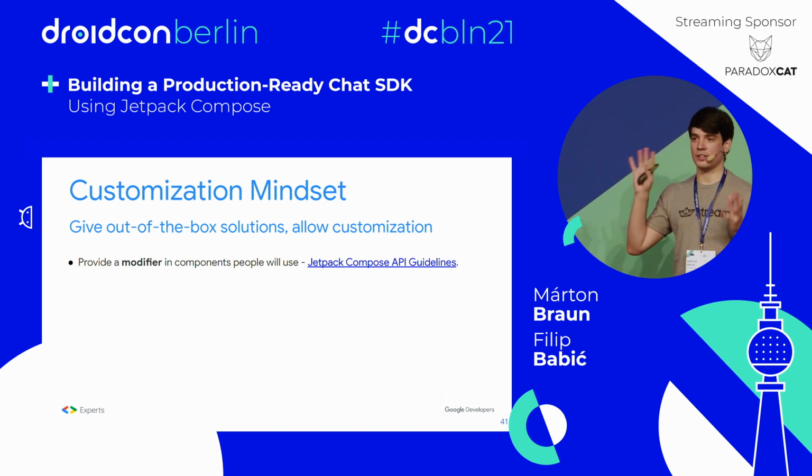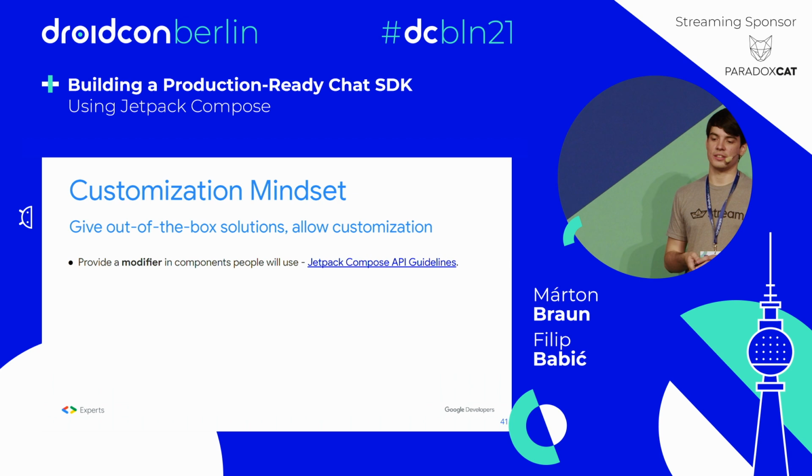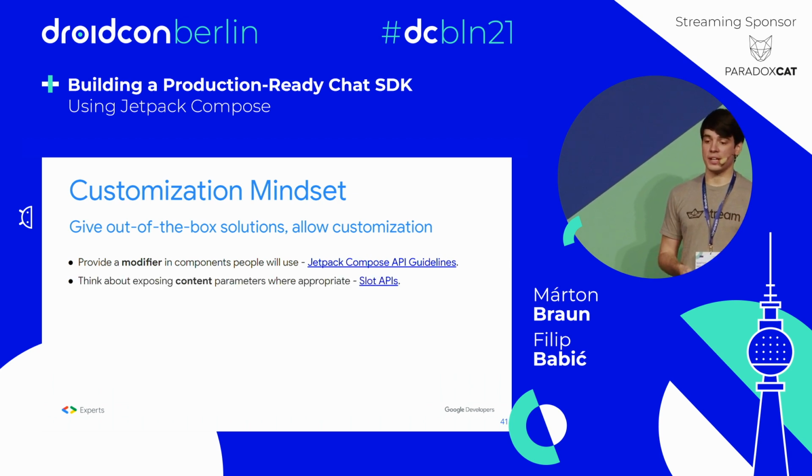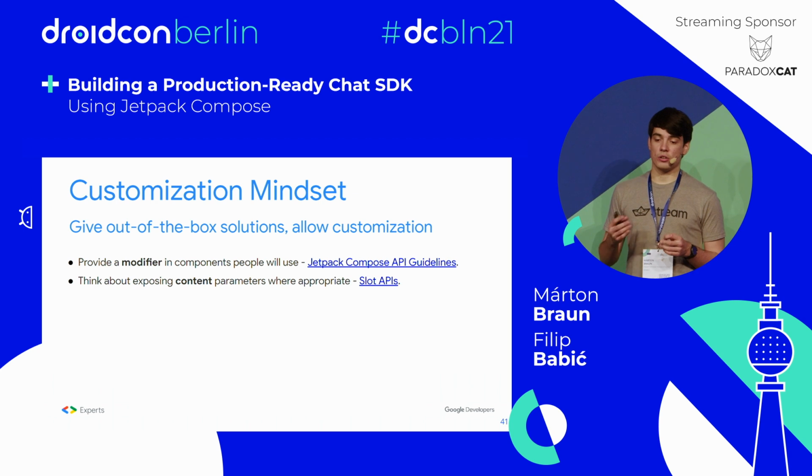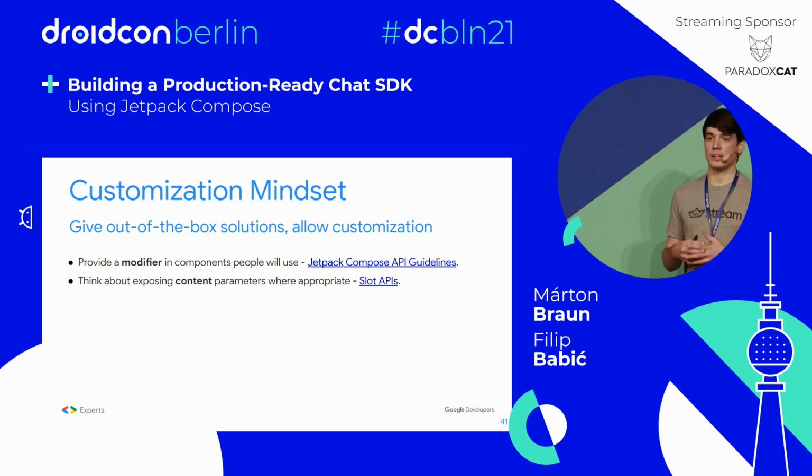It's a very long, super detailed document that gives you a lot of good tips about how to design APIs, including a detailed description on how to give users modifier parameters. Then think about exposing content parameters and slot APIs wherever it's appropriate. There are going to be some components where a slot API is a requirement because you have to have some input from the user to render your component.